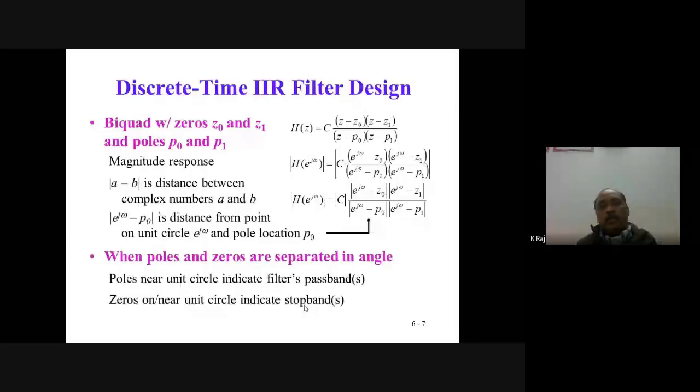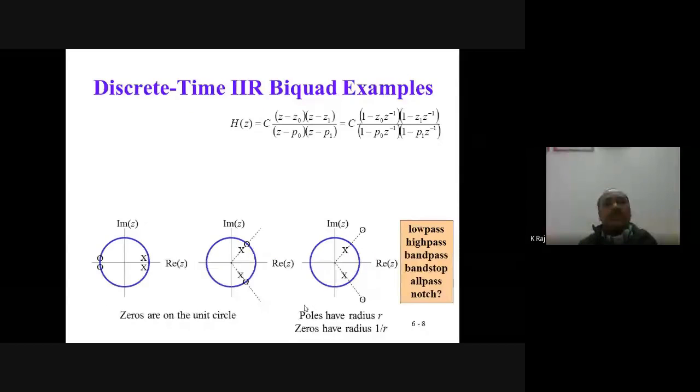And now, say if we consider any transfer function H(z), it is represented as c times (z minus z naught) multiplied by (z minus z1) upon (z minus p naught)(z minus p1), and written in this manner: 1 minus z naught z to the power minus 1, and 1 minus p1 z to the power minus 1 here.